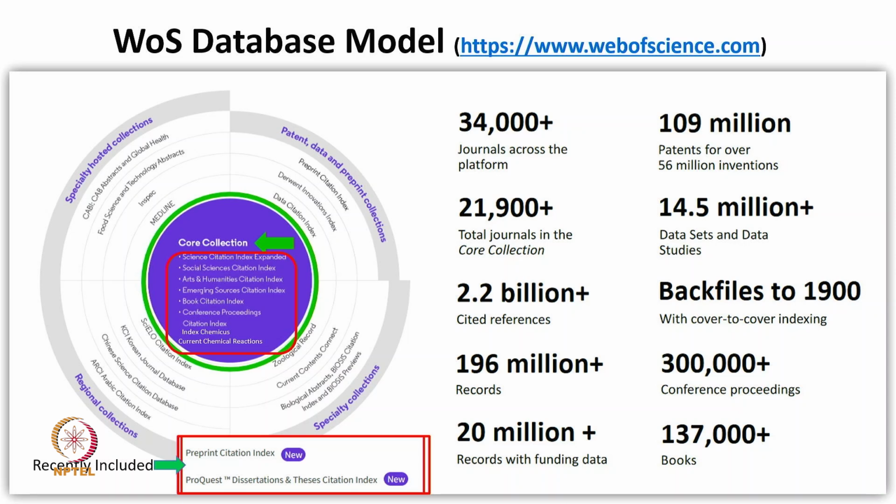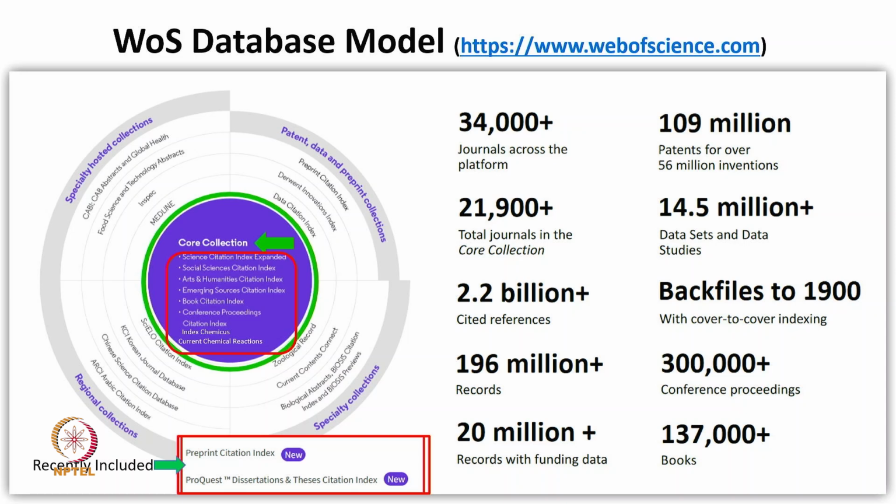Specialty collections like Zoological Record, Current Contents Connect, Biological Abstracts, BIOSIS Citation Index and BIOSIS Previews. In regional collections, it has SciELO Citation Index, KCI Korean Journal Database, Chinese Science Citation Database, ARCI Arabic Citation Index.